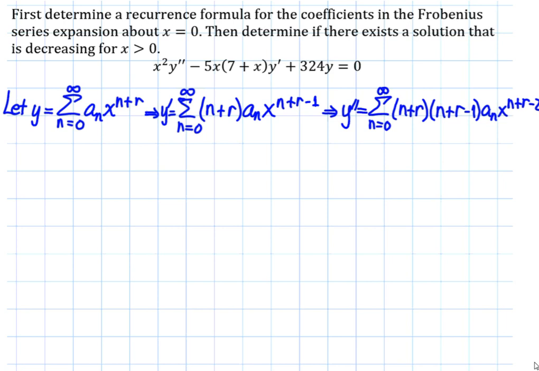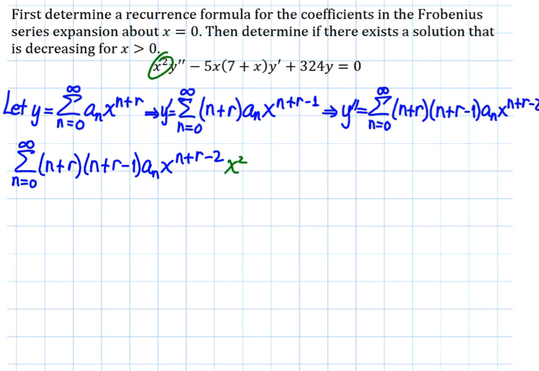So we have, I just multiply the x squared into the second derivative. So we have x squared times the second derivative. So we just have the summation n equal to 0 to infinity, n plus r, n plus r minus 1, a sub n, x to the n plus r minus 2. Now if we multiply the x squared into the series, x squared times x to the negative 2, those cancel out. So we just have x to the n plus r.